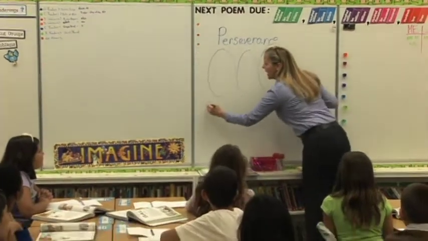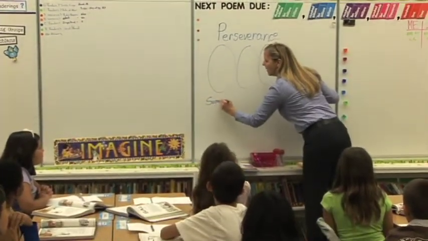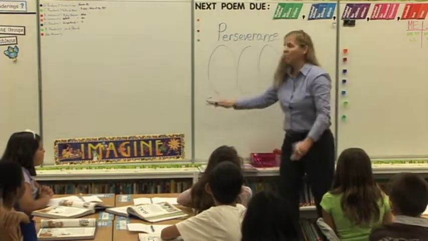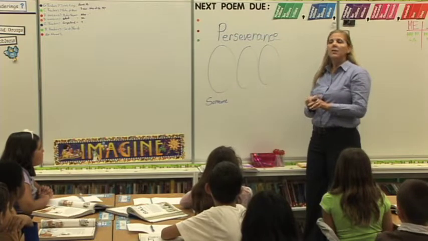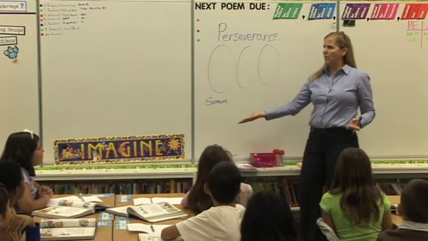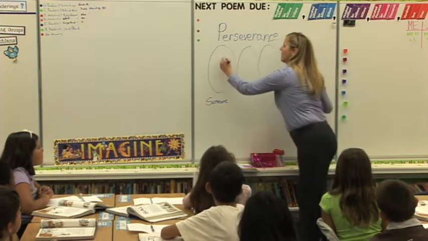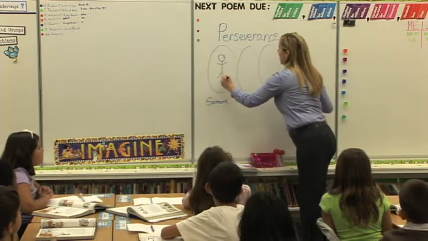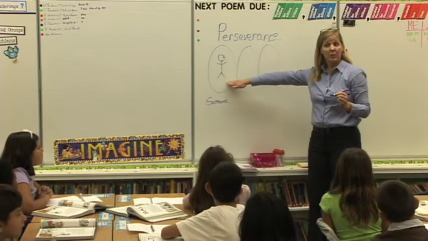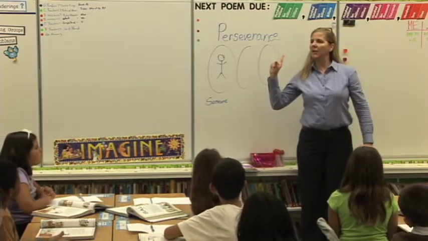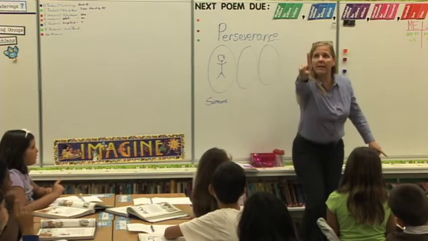The first part of the theme is always someone, because we have to have someone in a story. Someone reveals the theme. So this circle is someone. So everyone go and say, what is perseverance? What is perseverance? First, I have to have someone. So I'm just going to put a stick figure, because I'm not going to talk about the story yet. I'm just telling you what perseverance is. So everyone go like this, go, perseverance. Perseverance. Put a finger out like it's someone and go, someone.